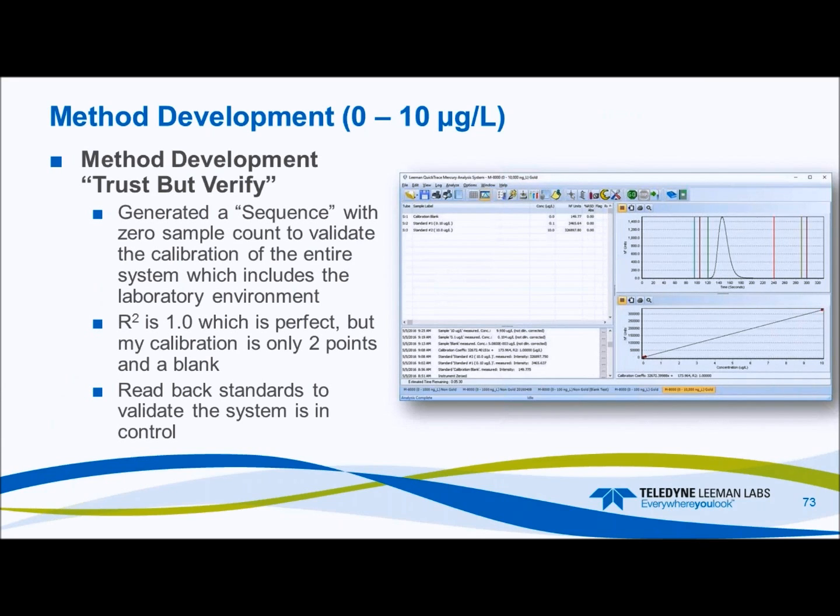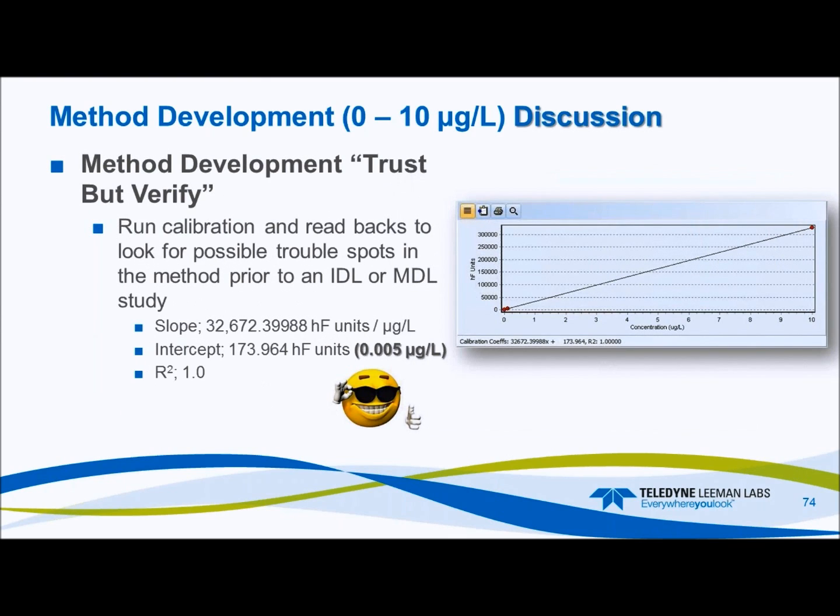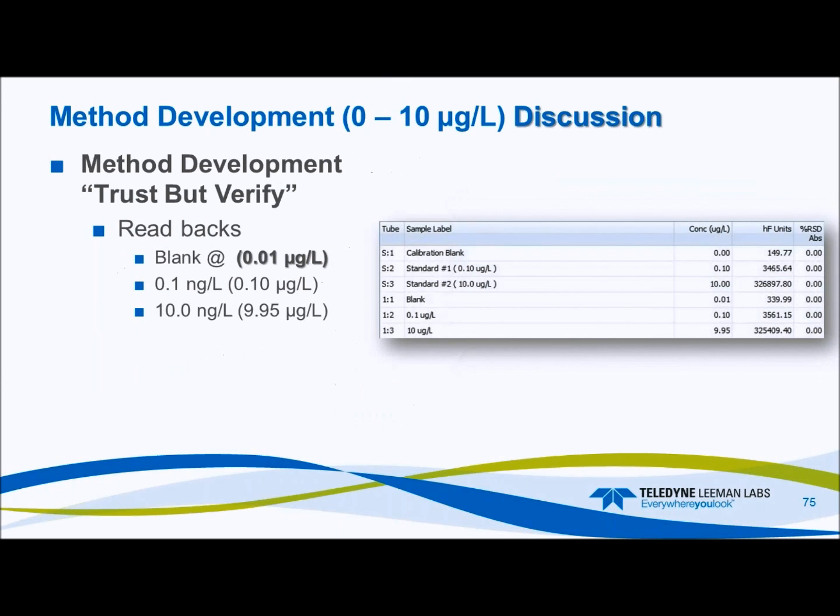So now we have a 0 to 10 calibration. I'm going to enter a sequence. My R squared is 1.0, but again, I only have a 2-point curve, so it's not a real true test, but it's a good indicator that the system's going to work. My slope is 33,000 units per ppb. The intercept is basically 5 ppt, which is really good. And again, I got a 1.0.